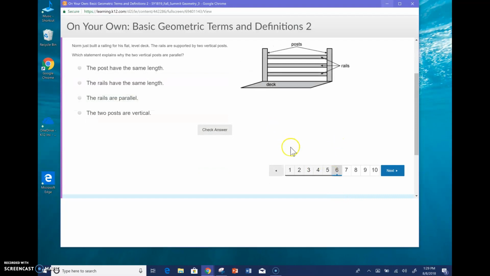Alright, Norm just built a railing for his flat level deck. The rail is supported by two vertical posts, up and down. Vertical means up and down. Which statement explains why the two vertical posts are parallel? Well, he built it to the ground, so both of them are perpendicular to the ground. Okay?